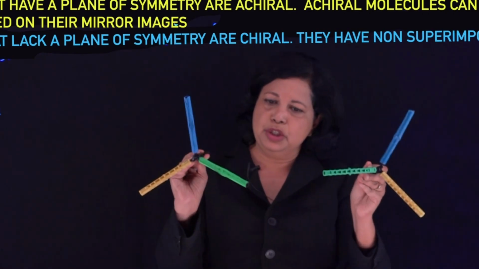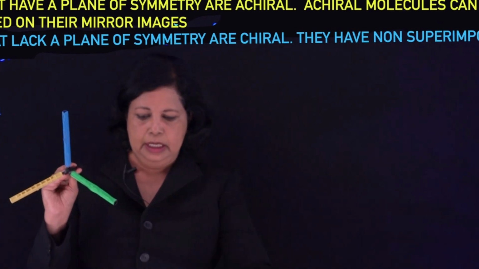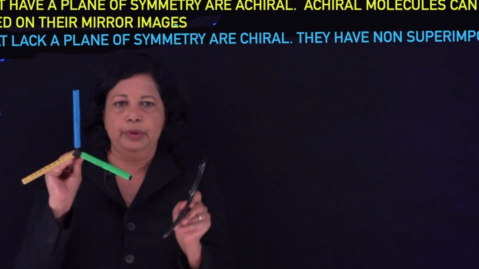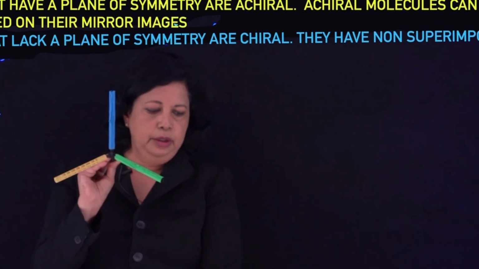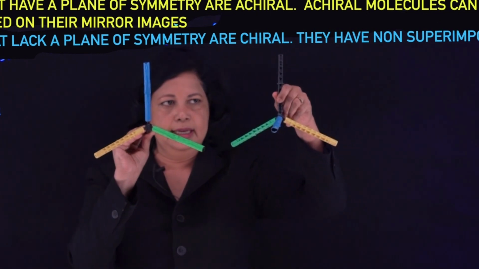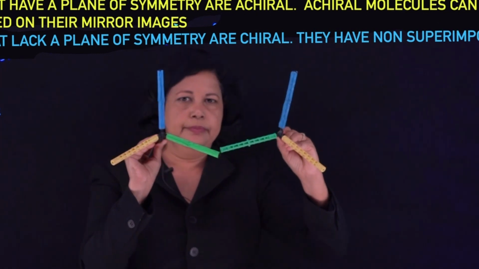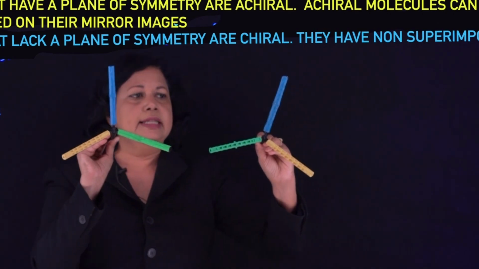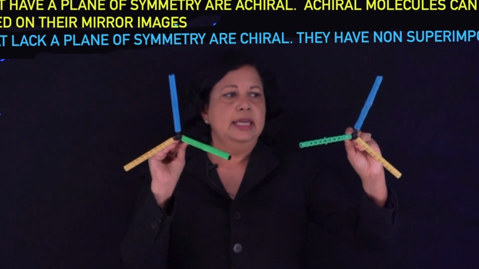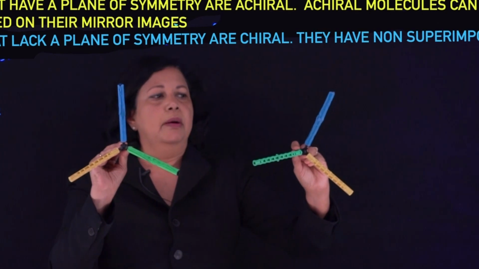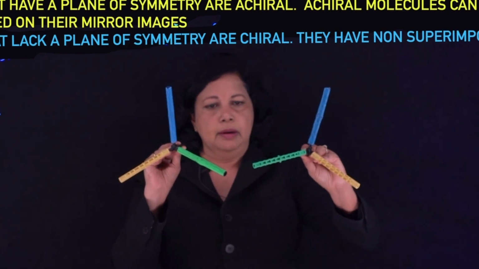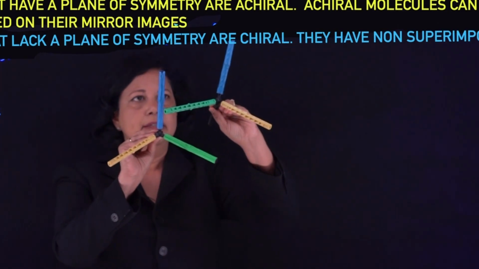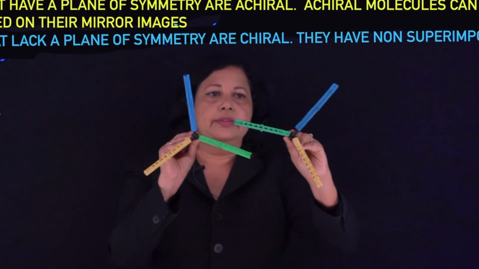And because the spatial orientation is different, if you put a mirror here, it will reflect this as the mirror image. Now, the next thing is, are they superimposable? That is, can I align all of these bonds with all of these bonds exactly? So, let's try to align them.